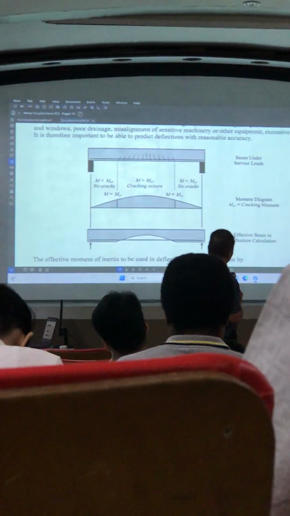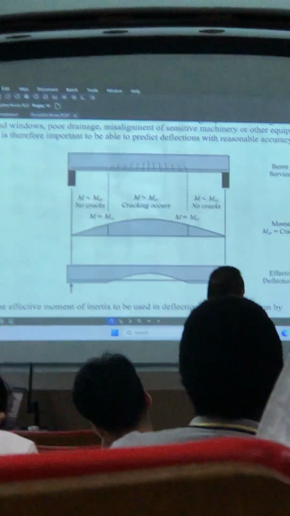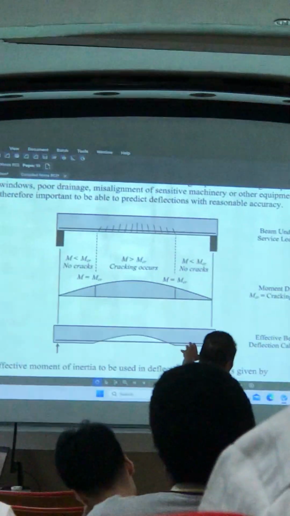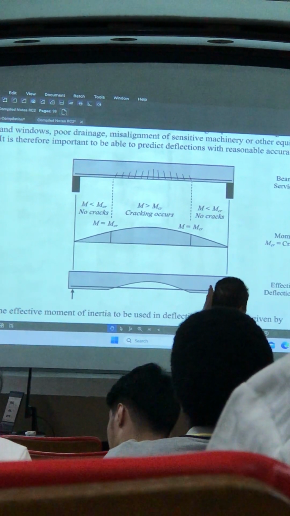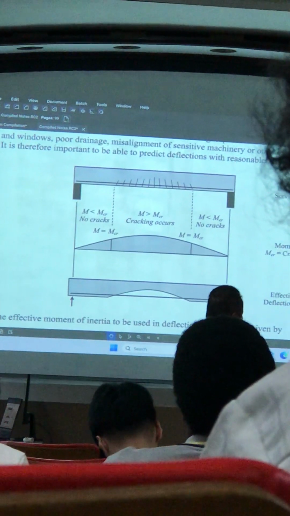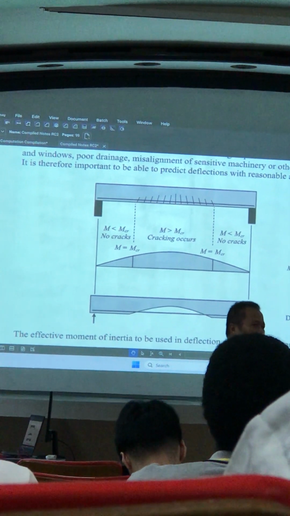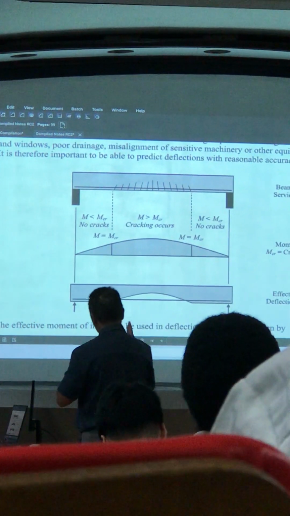Because concrete, under tension, we assume it to crack. So the behavior of concrete involves the propagation of flexural tensile cracks. So we have the beam under service load. When the applied moment is less than the cracking moment, then no cracks will occur. But at the middle portion where you have a higher bending moment, your moment is now greater than the cracking moment, therefore cracks will occur, and the length of the crack will be longer. It will extend towards the neutral axis as the bending moment increases.